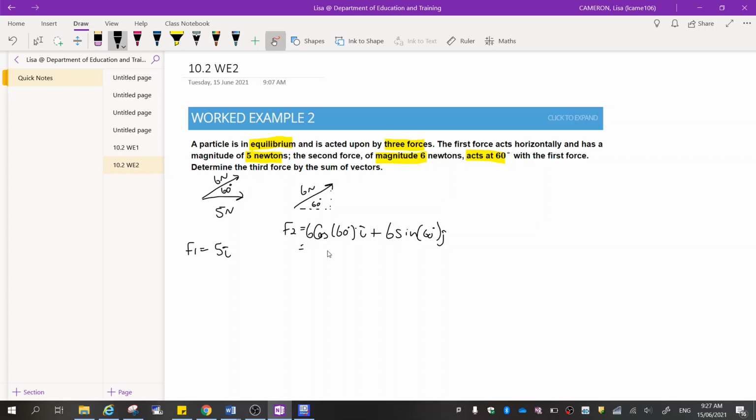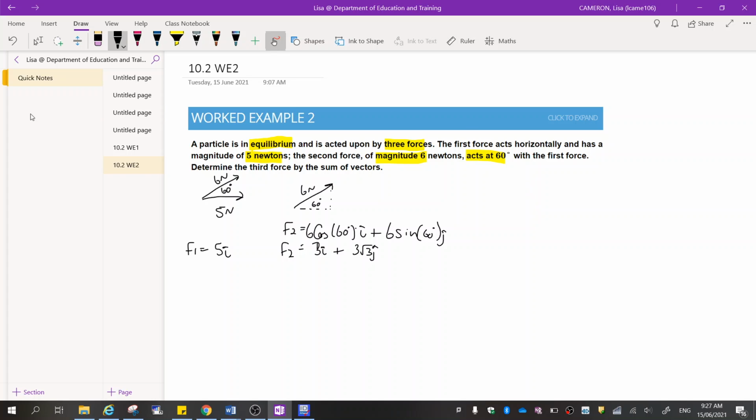So I'm going to use my exact values for this. Cos of 60 is a half. So 6 times a half will make that 3i. And sine of 60 is root 3 on 2, which will simplify with the 6. So it will just become 3 root 3 j.